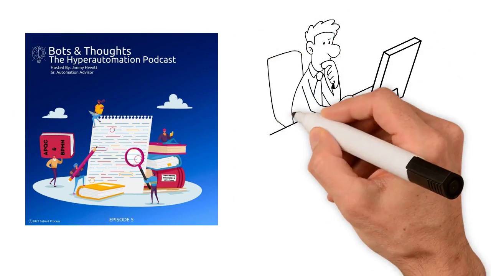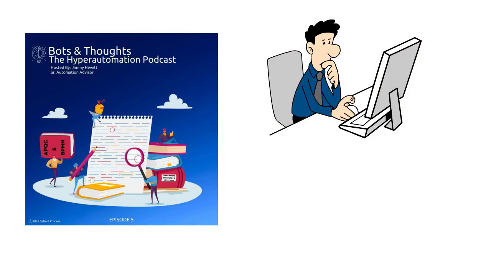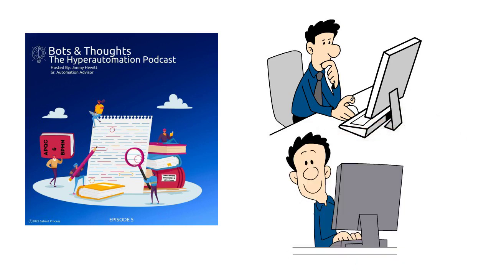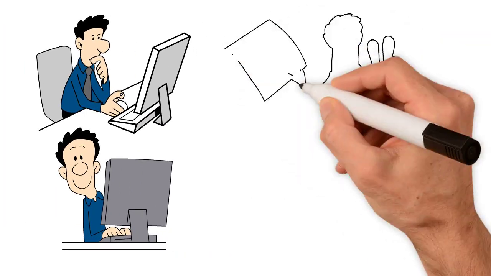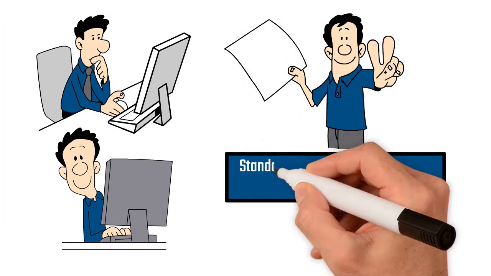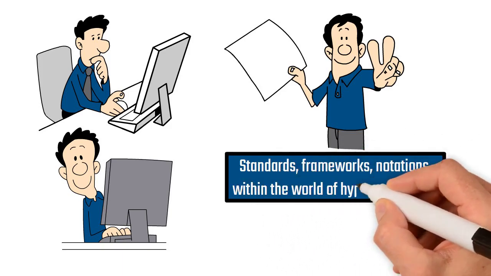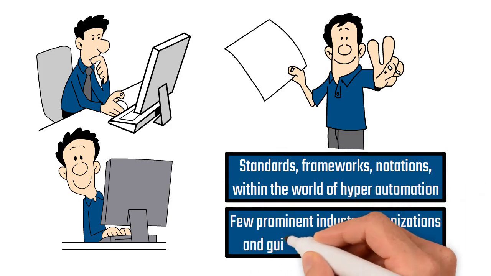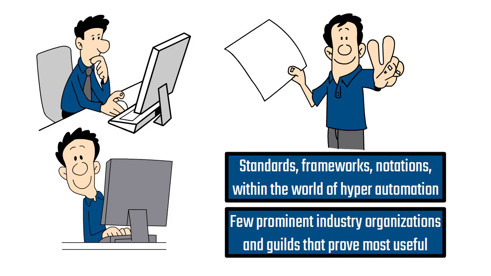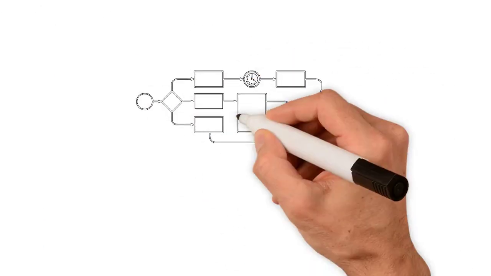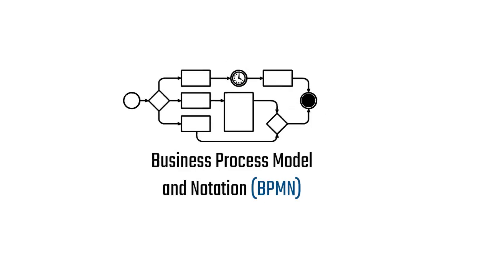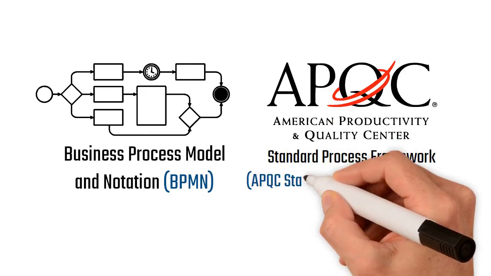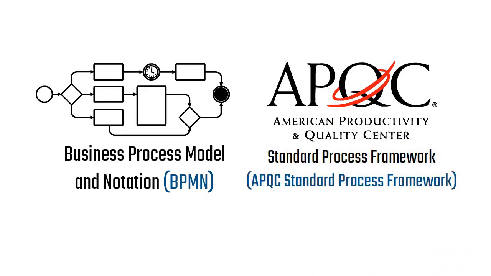This episode gets a bit into the weeds, so consider yourselves warned, but not too deep so that folks newer to the hyperautomation and business architecture space will surely get value. During this show, you will learn all about two of the most important standards, frameworks, notations within the world of hyperautomation, as well as a few prominent industry organizations and guilds that prove most useful in nurturing our hyperautomation journeys. Introducing Business Process Model and Notation, aka BPMN, as well as the American Productivity and Quality Center's Standard Process Framework, aka APQC's Standard Process Framework.